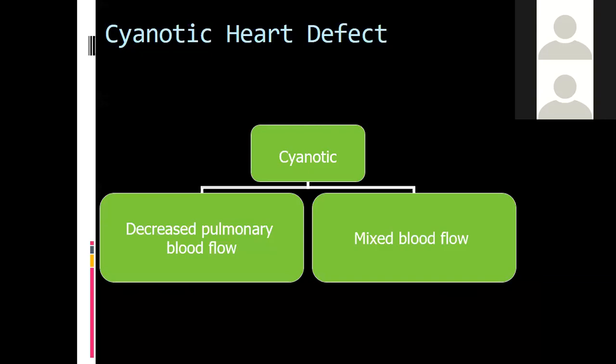Now, coming to the next topic, the next line of heart disease, which is one of the more important ones: cyanotic heart disease. Cyanotic heart disease can be divided.